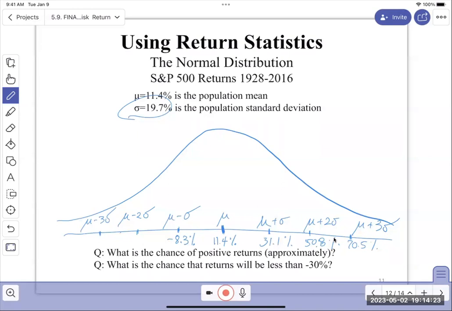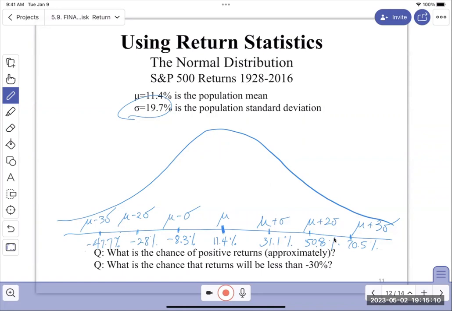So 11.4 minus 19.7 is negative 8.3, then minus 19.7 is negative 28, and then minus 19.7 is 47.7 negative. Let me know if I made any mistakes. So there we have the distribution laid out. It's a normal distribution because returns exhibit normal distribution over periods long enough within the last 80 years.